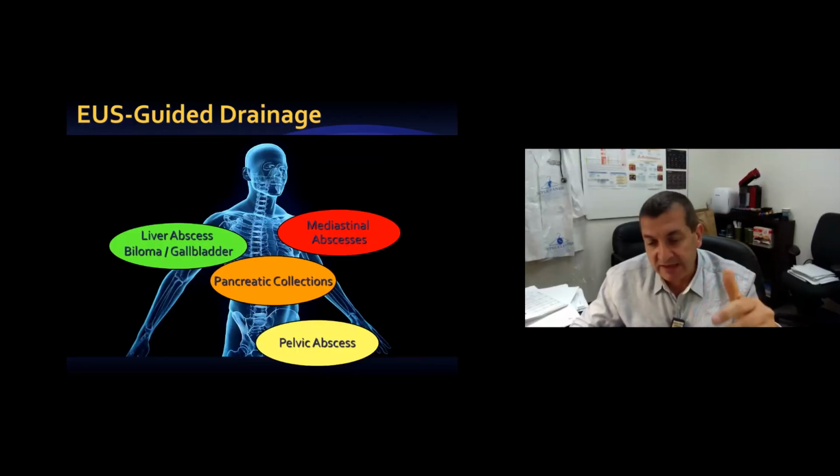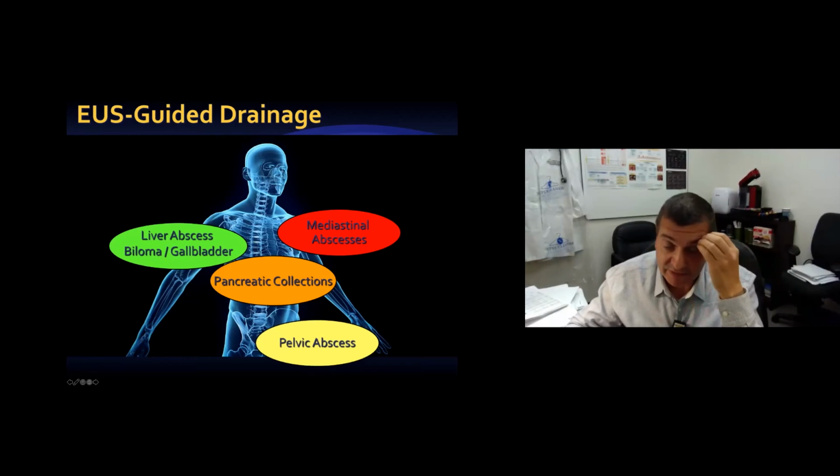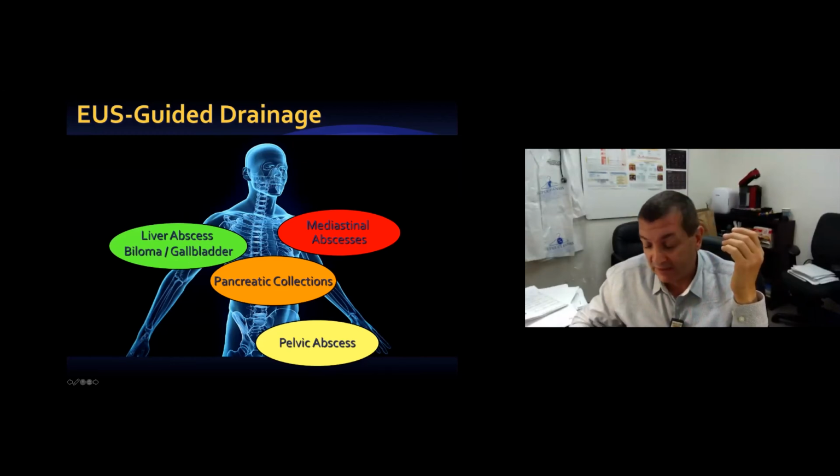And because of these lumen opposing metal stents, it can be applied anywhere. So anywhere a fluid collection that needs drainage can be reached by EUS, whether it's mediastinal abscesses, pancreatic collections, liver abscesses, gallbladder, and I'll show you a picture of a gallbladder, and pelvic abscess. All of those can be reached, and a lumen opposing metal stent can be deployed using the endoscopic ultrasound.